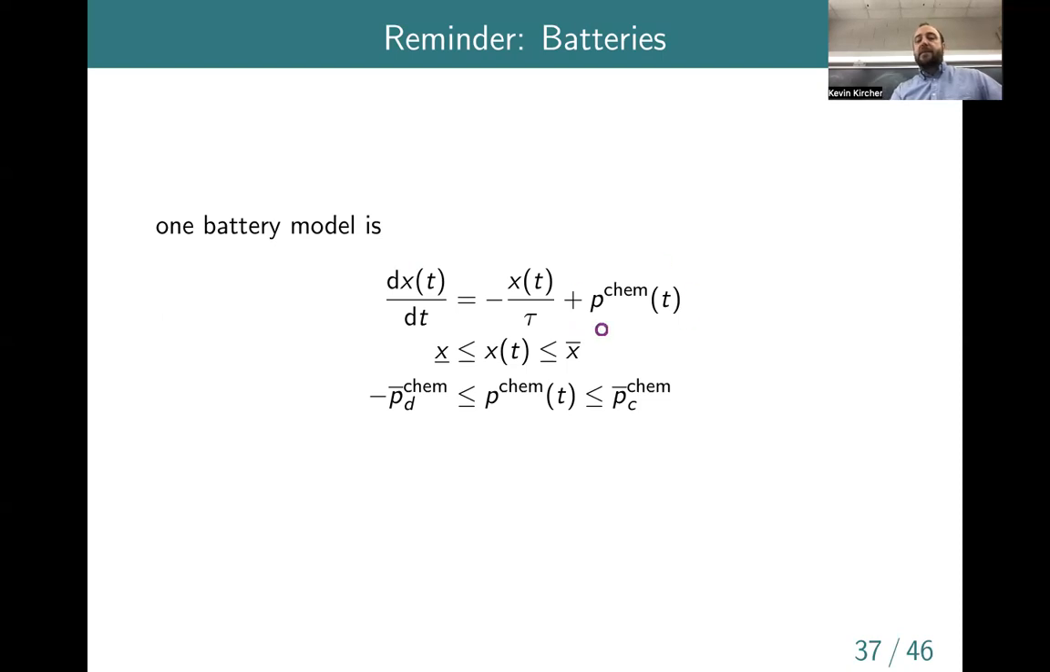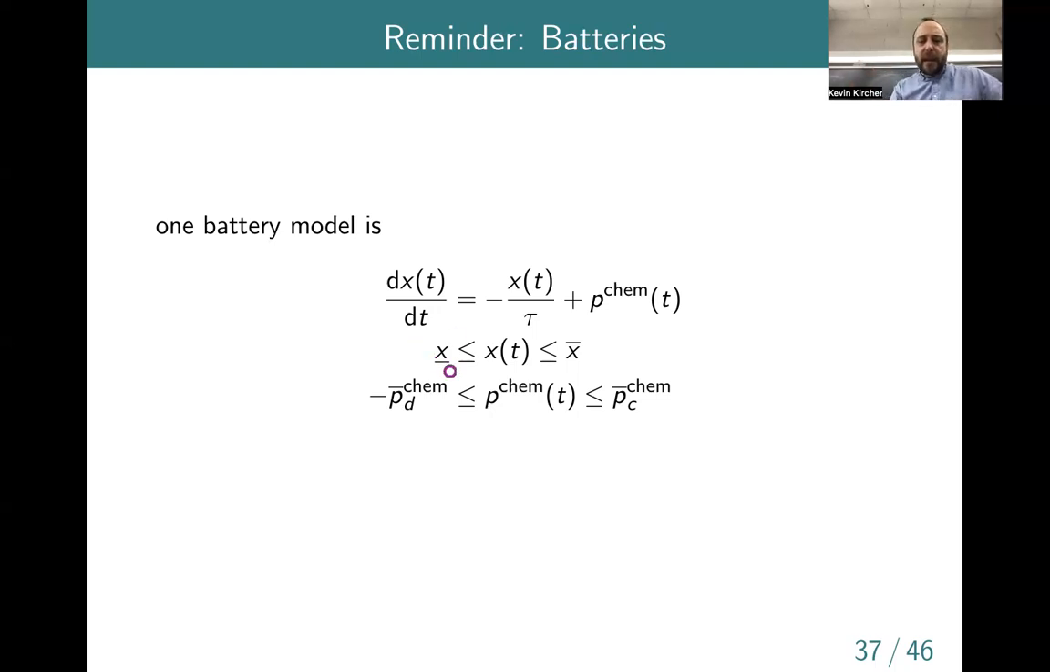And then P_chem, this is the chemical charging power. And there would be a conversion basically between the electrical power pulled from, say, the power grid and the chemical power that makes it into the battery. And you might have a conversion efficiency there of like 95% or something like that. But I'm just talking about the chemical energy here. In the same way, I'll only talk about the thermal energy in the building's analogy.